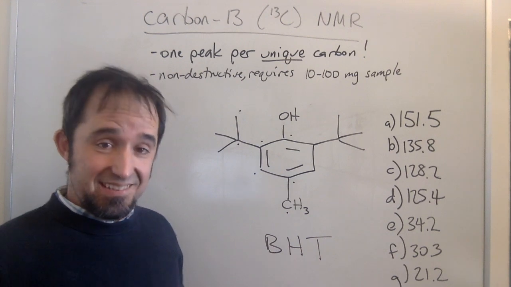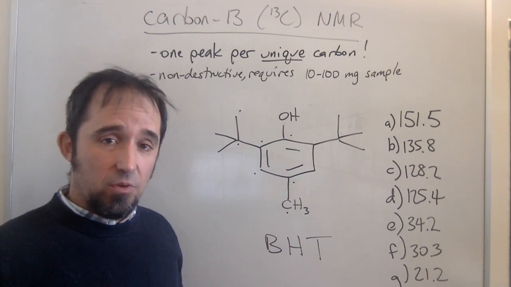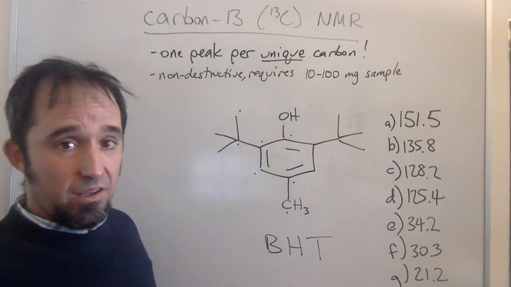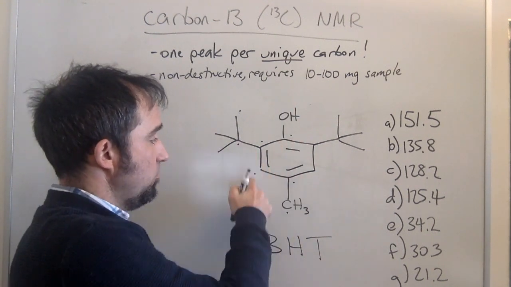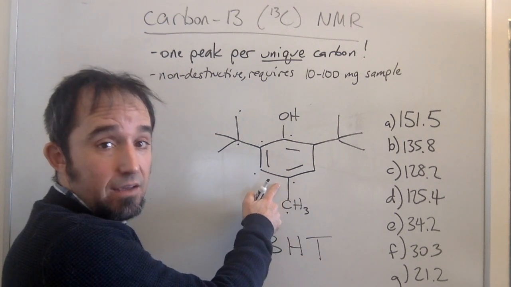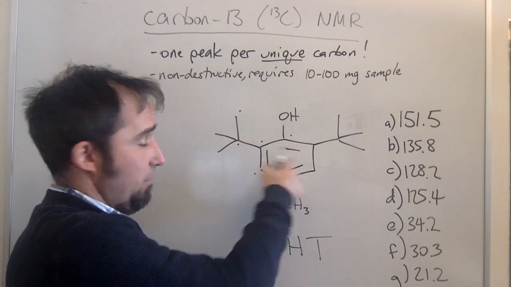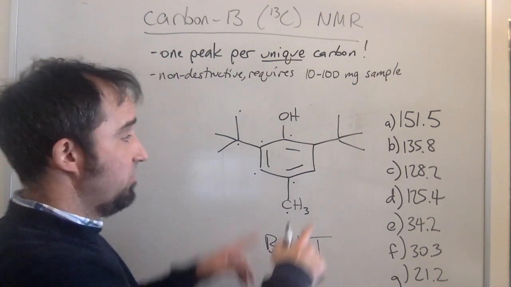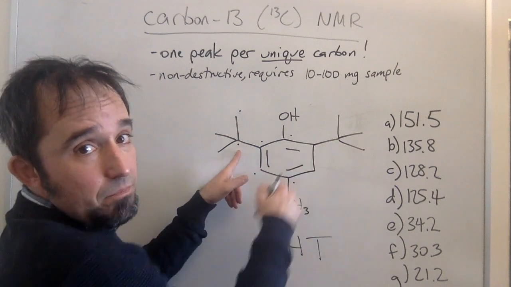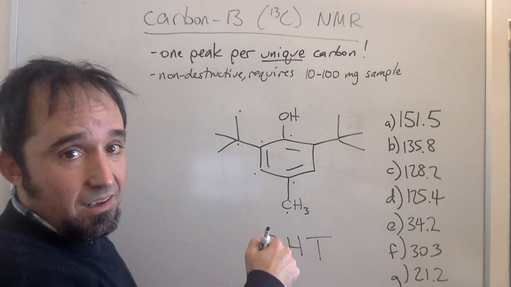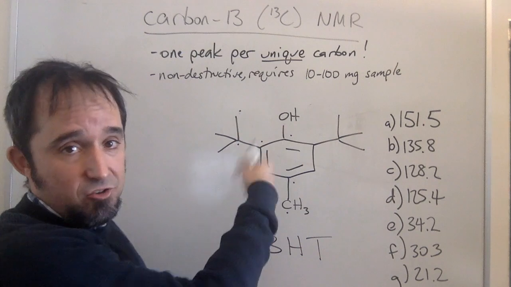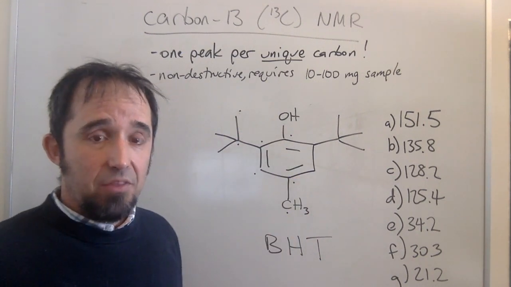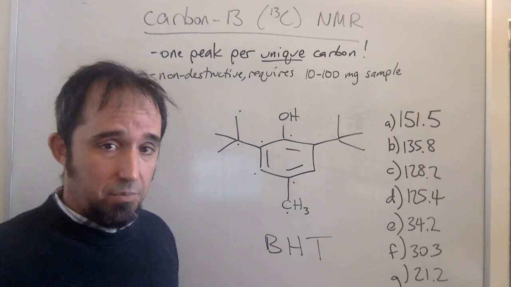So we can count 7 different unique carbons for BHT. There's a line of symmetry down the middle. And so we've got 1, 2, 3, 4 unique ring carbons. This one is just that one, and this one is just that one. This methyl is obviously unique. We've got 2 of these that are the same, so only one counts. And then because we can rotate around that tert-butyl group quickly, all 6 of those methyl groups are identical, so we should see 1 peak.